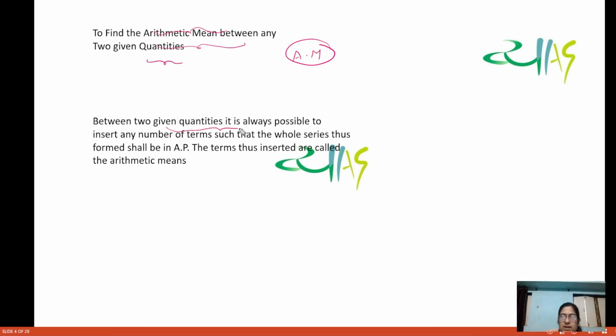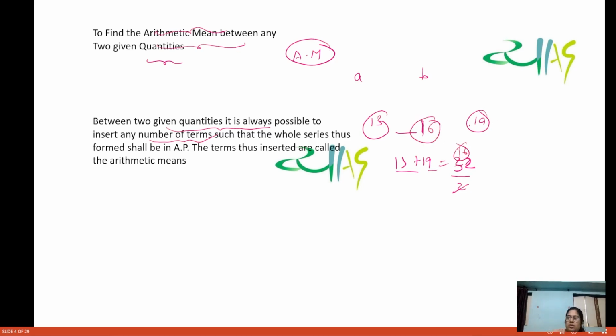Between two given quantities, it is always possible to insert any number of terms. So see, let's say we have one number 13 and another number 19. Now you want to find the mean between these numbers. How will you find it? 13 plus 19 is 32, and 32 divided by 2 gives 16. Obviously the mean is 16. This is how you find the mean.